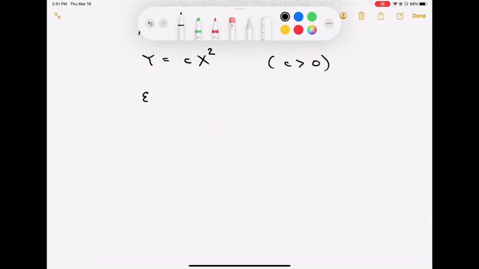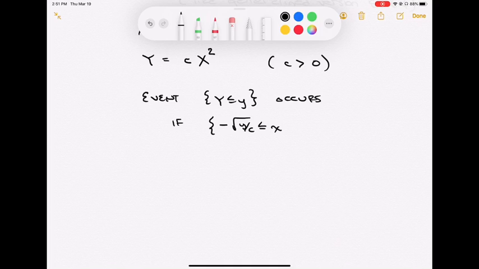So let's take a look at the event. We're going to take a particular look at an event of y being less than or equal to some little y. That's the event that we need in order to find the CDF of y. If I want the CDF of y, I have to know what happens when y is less than or equal to some particular value. Well, that event occurs in terms of the x value if that x is between minus root y by c less than or equal to x less than or equal to root y by c.